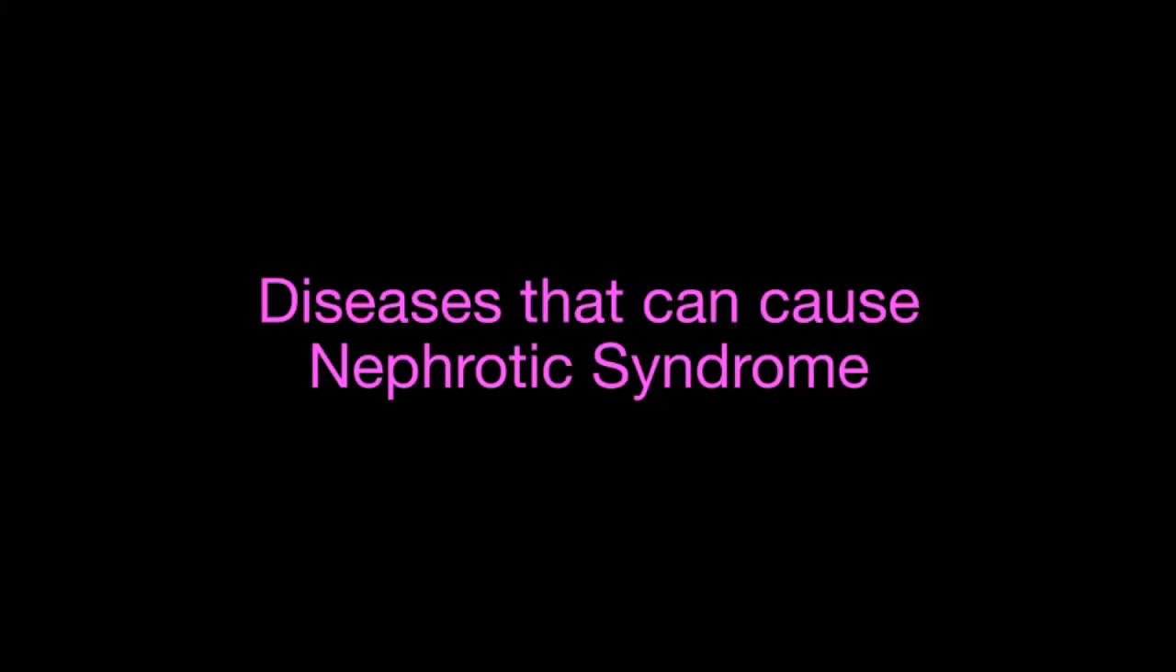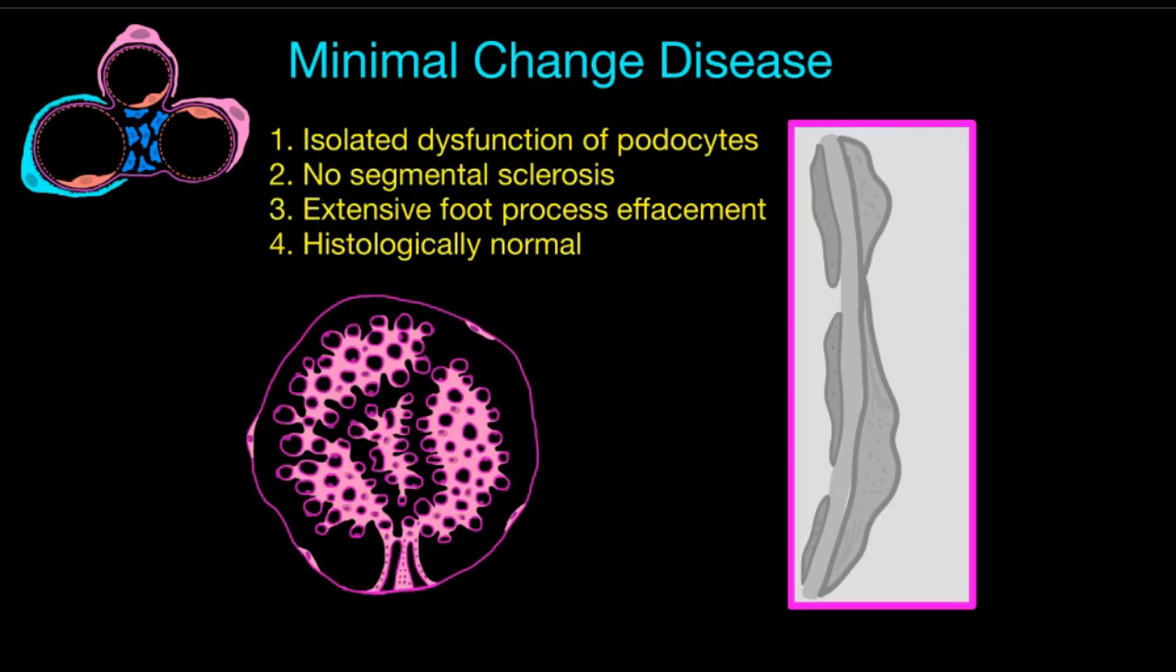Okay, now let's spend some time talking about diseases that can cause the nephrotic syndrome. So first is this disease called minimal change disease, and so this is isolated dysfunction of the podocytes. And so a patient with abrupt onset of nephrotic syndrome would likely get a kidney biopsy, and this is kind of what the glomerulus would look like on kidney biopsy. There's no scarring or sclerosis, and actually it looks histologically pretty normal.